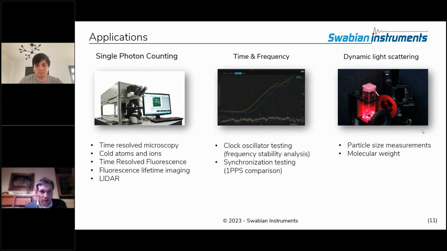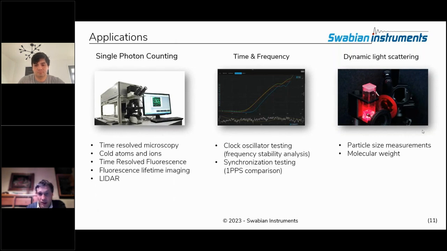Just before I go into the technical details, I would like to give you a bit of an understanding about our company: how large we are, and what we do in terms of business. We build business around this technology. One important part is single photon counting, which is where we come from. So that's time-resolved microscopy, cold atoms and ions, time-resolved fluorescence, fluorescence lifetime imaging, LiDAR, time of flight measurement with light, and so on.